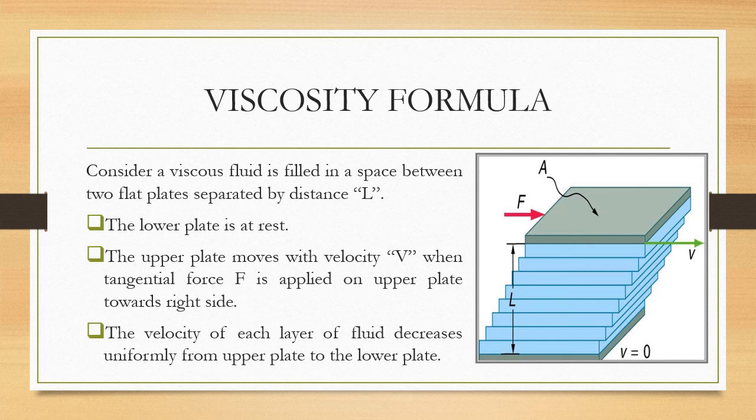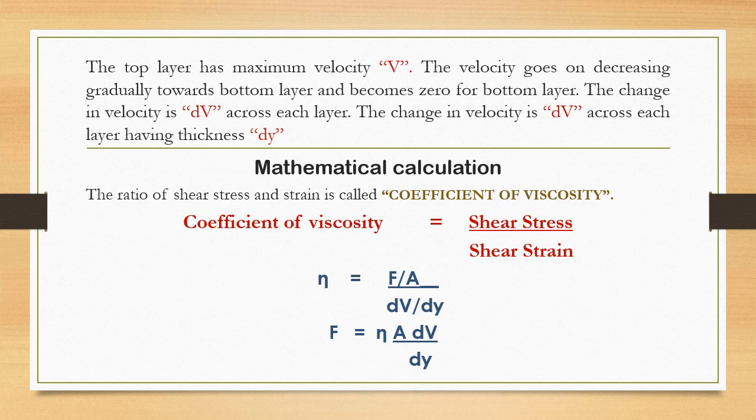The velocity of each layer of the fluid decreases uniformly from the upper plate to the lower plate. You can see this in the picture. The top layer has the maximum velocity v. The velocity goes on decreasing gradually towards the bottom layer and becomes 0 for the bottom layer. The change in velocity is then dv across each layer with the thickness dy.